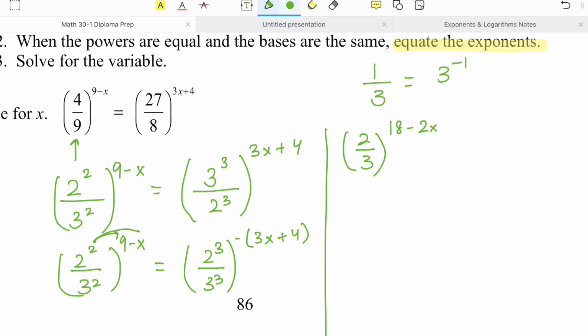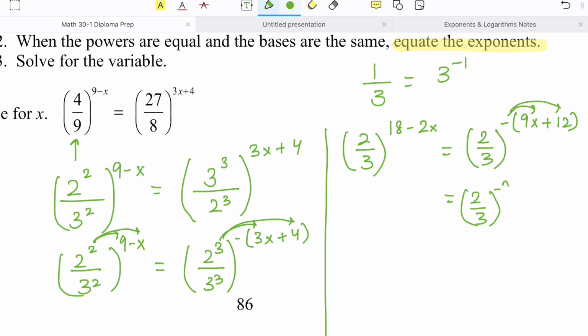So 2 times 9 minus x is 18 minus 2x, because I distributed it, and I'm going to do the same over here, so it'll be equal to 3 times negative 3x plus 4, which is negative 9x plus 12. Let's distribute this as well, and we get 3 times negative 3x plus 4, which is negative 9x minus 12. And now I'm going to equate my exponents. So 18 minus 2x is equal to negative 9x minus 12.